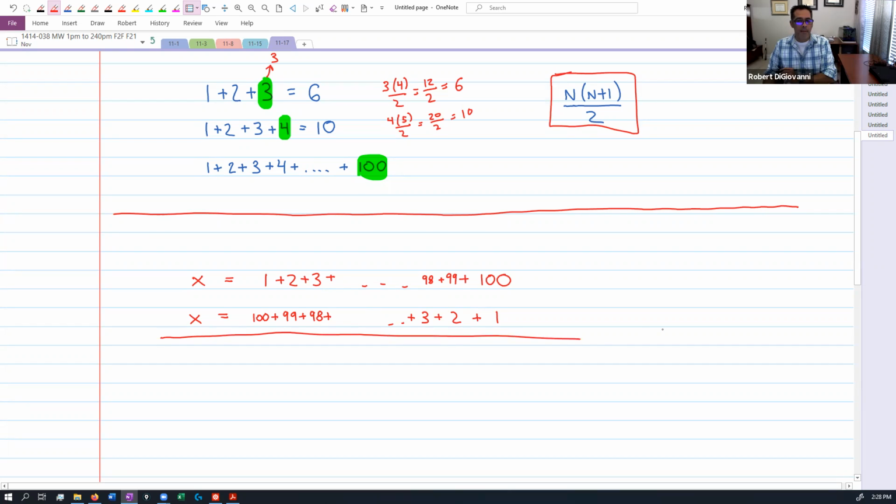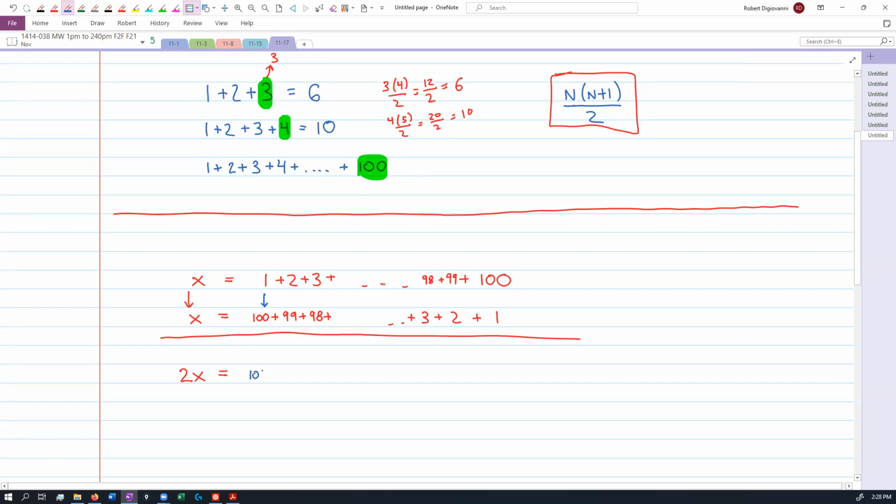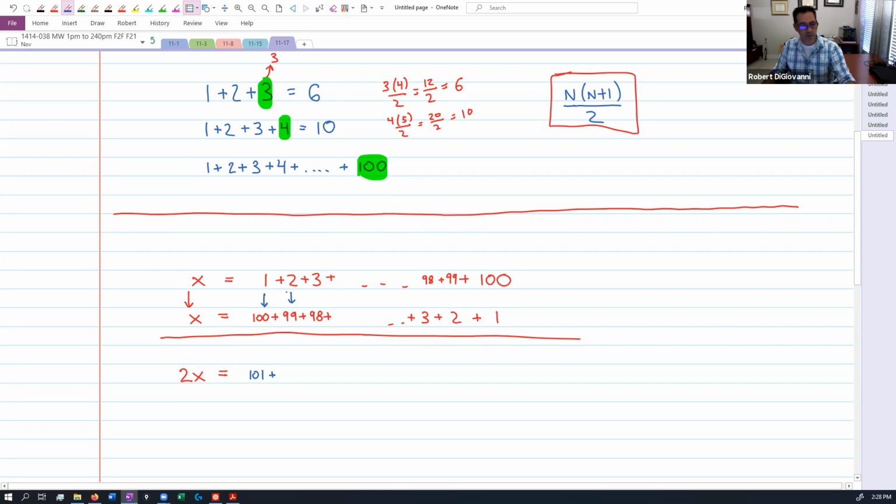He said, look, if I have something I don't know, X, and I add it to something I don't know, X, I should have two of those. So 2X equals, add just those two together. What do you get? 101. 101 plus, add these two together. What do you get? They're all gonna equal 101. They're all 101s, aren't they? All of them are 101, all the way down the list. Keep going, all the way to the last one, 101.